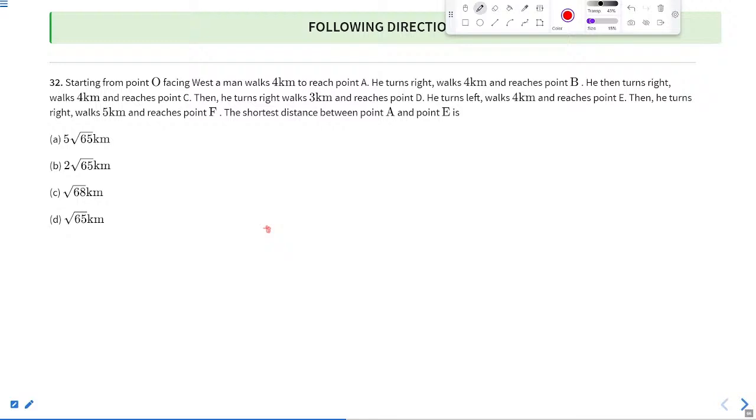So first we have O walking 4 km to reach point A. Then turns right and walks 4 km to B. Then turns right and walks 4 km to reach point C. Then turns right and walks 3 km to reach point D. Then turns left and walks 4 km to reach point E. Then turns right and walks 5 km to reach point F. What is the shortest distance between A and E?